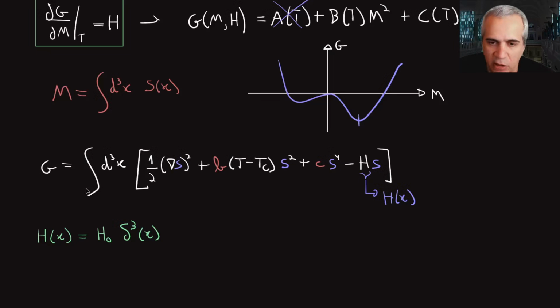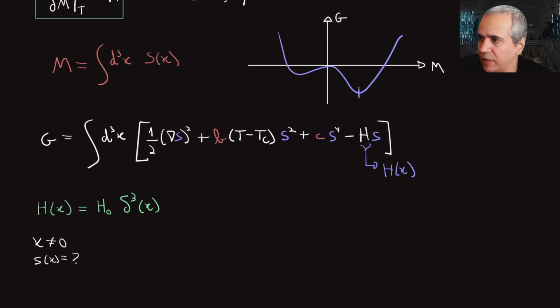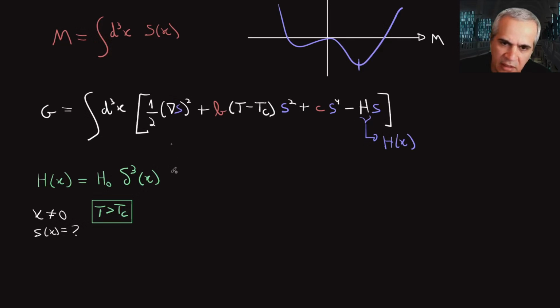So let's see. In order to answer that question, I have to see how the configurations of S are if X is different from 0. So I want to look at X different from 0, and I want to know the form of this function away from that origin. First, let's think of the situation where T is bigger than the critical temperature. So the configuration of S is obtained by this equation, delta G of S is set to 0.